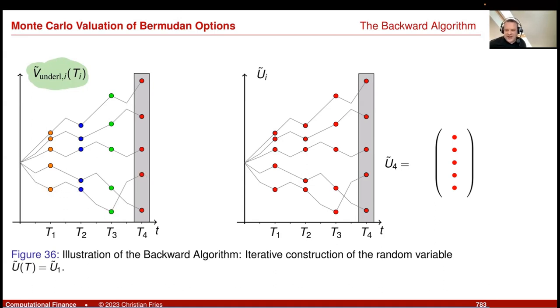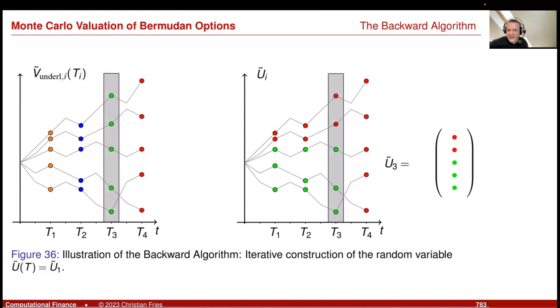So I start by initializing my U4 with what I receive if I never exercise and go to the end. That's what I receive. So maybe that's the vector of zeros, if you like. And then you take from this the conditional expectation. So take this vector and take the conditional expectation to time t3. This means evaluate what you get there at the earlier time. And this evaluation is then compared to what you would receive if you exercise. So I go back and compare the conditional expectation with what I receive if I exercise.